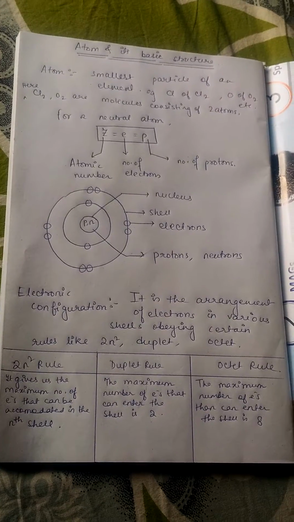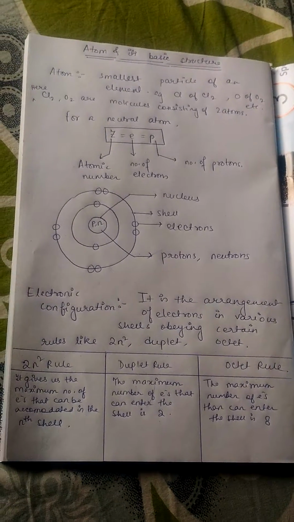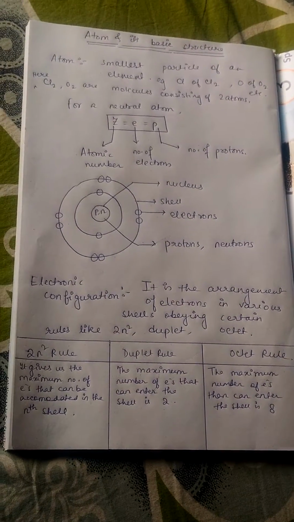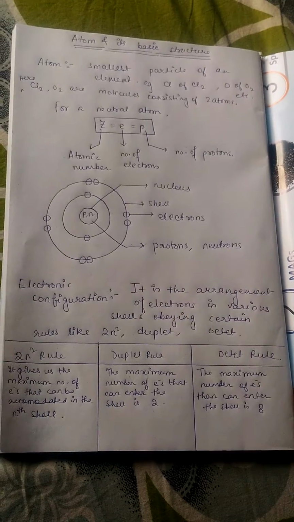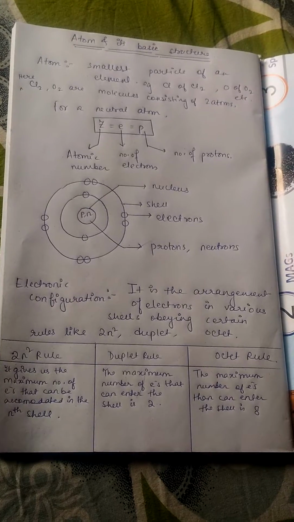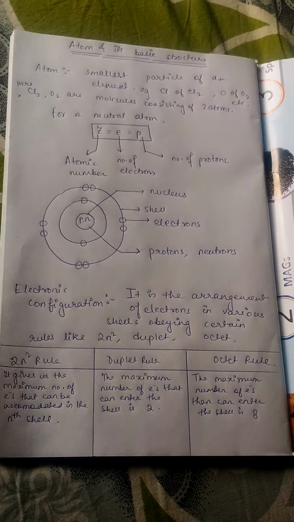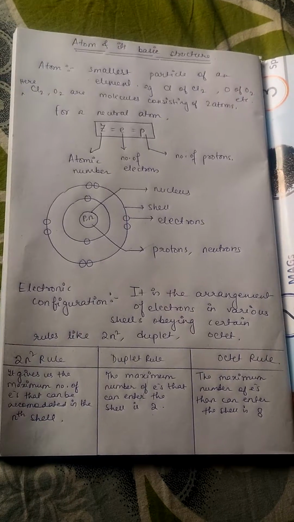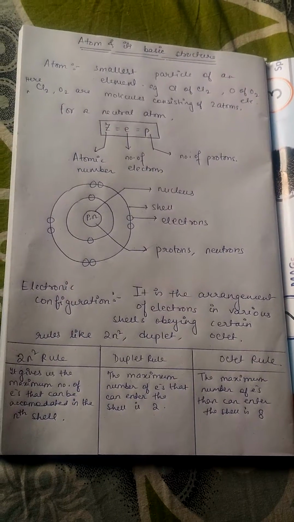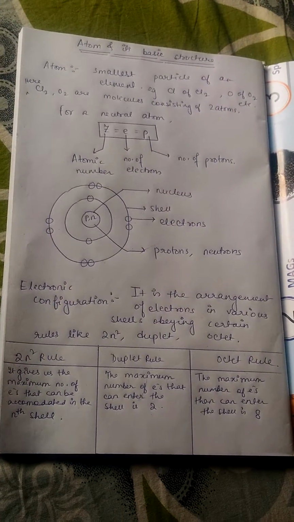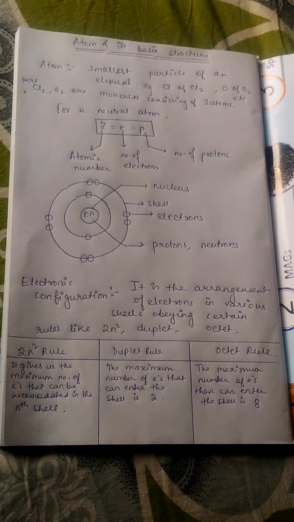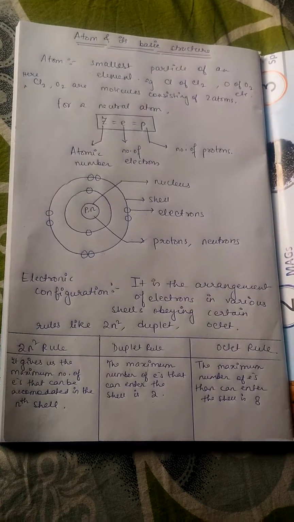Doublet rule tells you that the maximum number of electrons that can enter the shell is 2. Octet rule tells you that the maximum number of electrons that enter the shell is 8. Now the question is which rule to follow when, and which gets more preference over the other. Now see, basically the octet rule and the doublet rule are much more stable, they hold stability. From the stability point of view, these two are more preferred over the 2n square rule. So first, the octet rule is preferred over the doublet rule, and then the 2n square rule.